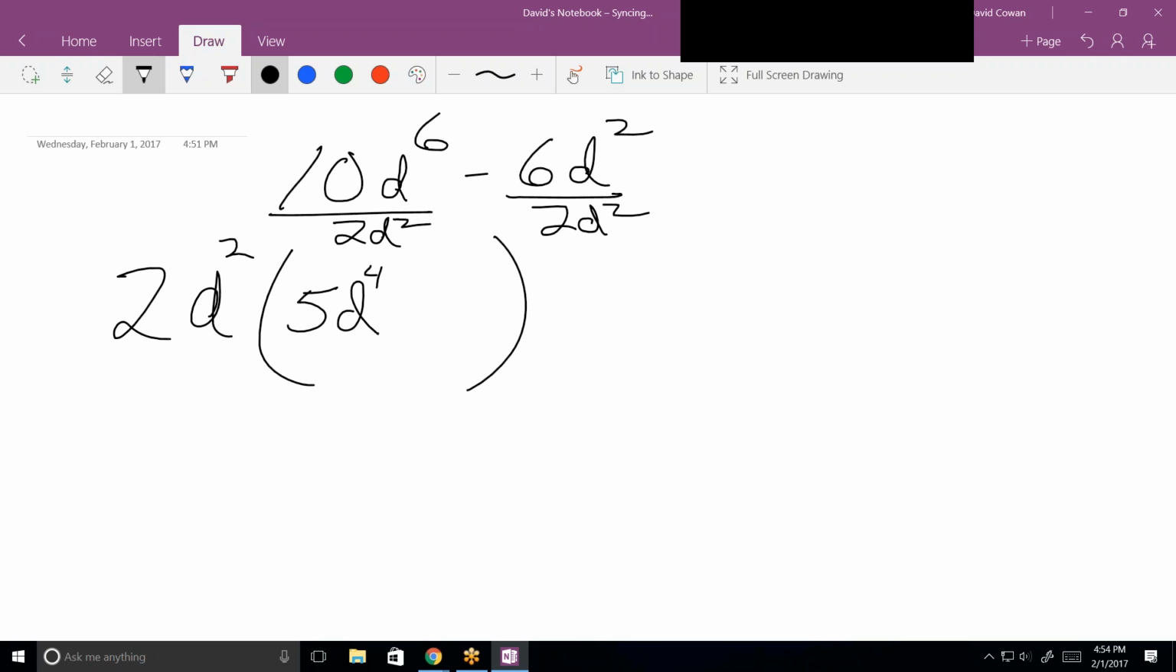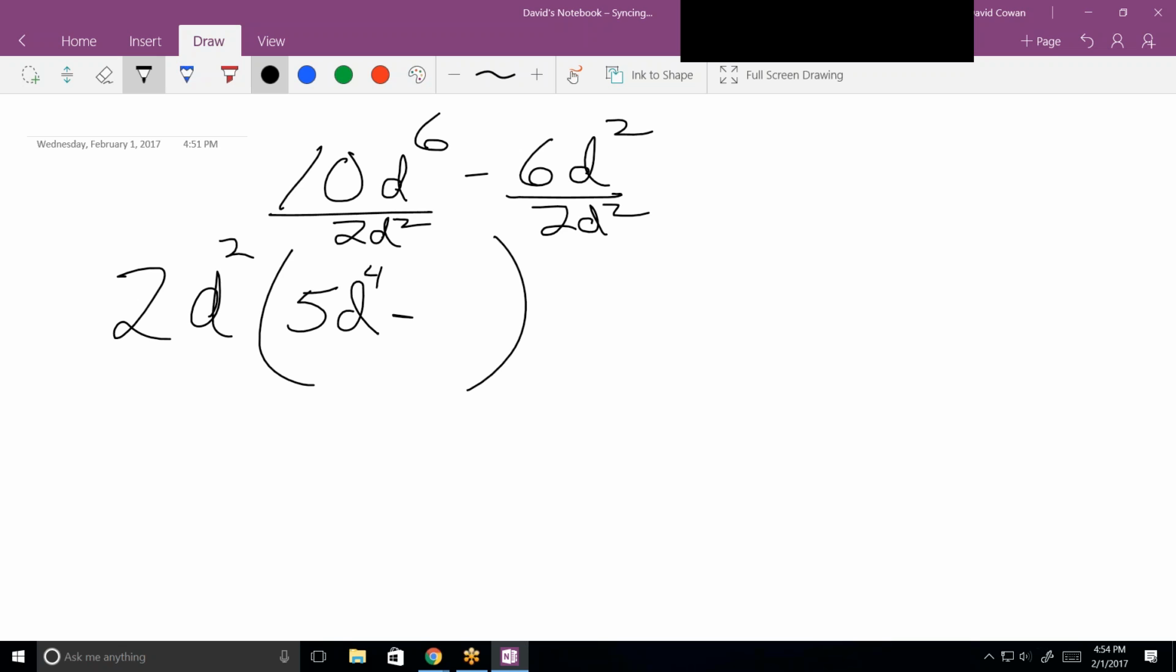And then now before you do the second one, the secret of math is always to be checking. What I mean by that is once I've written 5d to the 4th, do that multiplication. Make sure you get 10d to the 6th. Do you? Yeah, that means we did the first part right. Now do the second part.